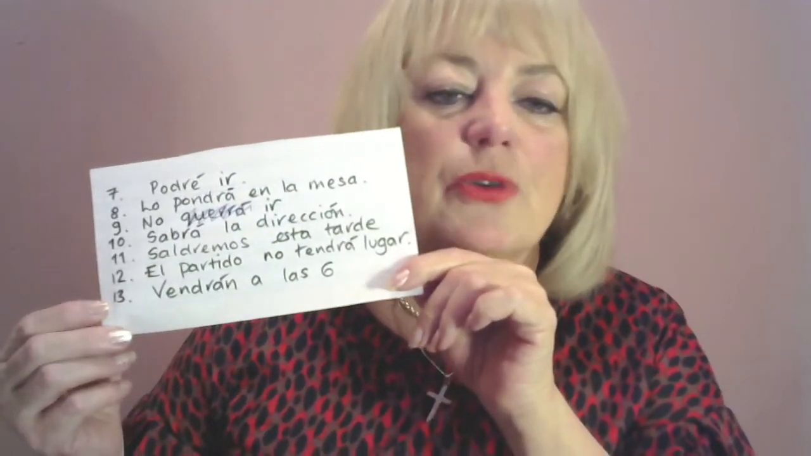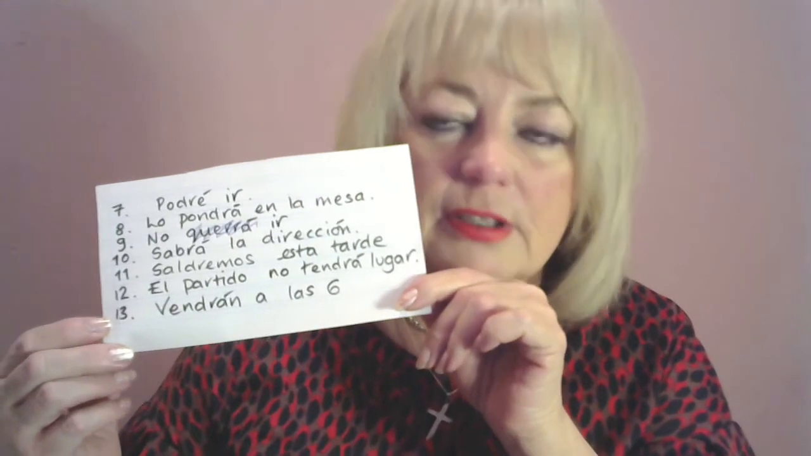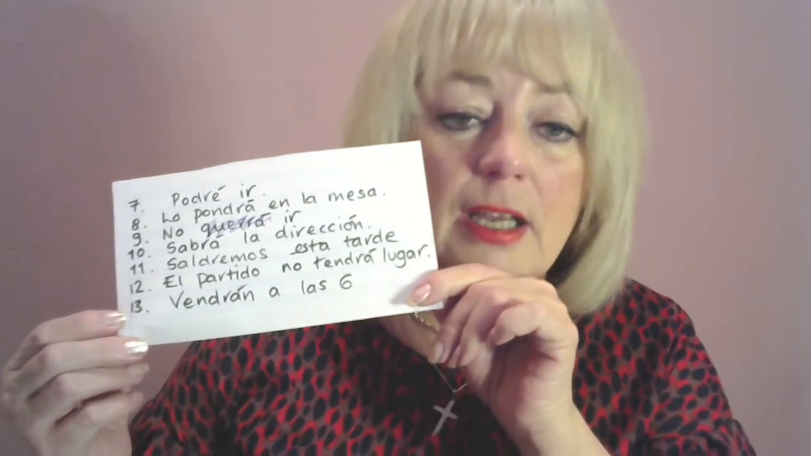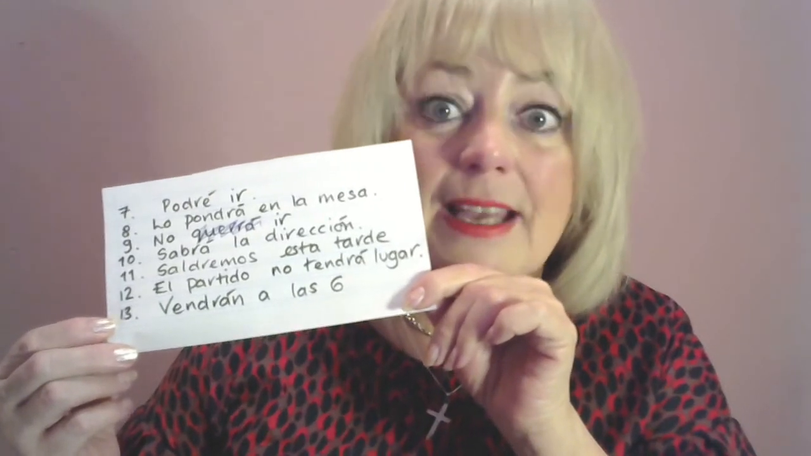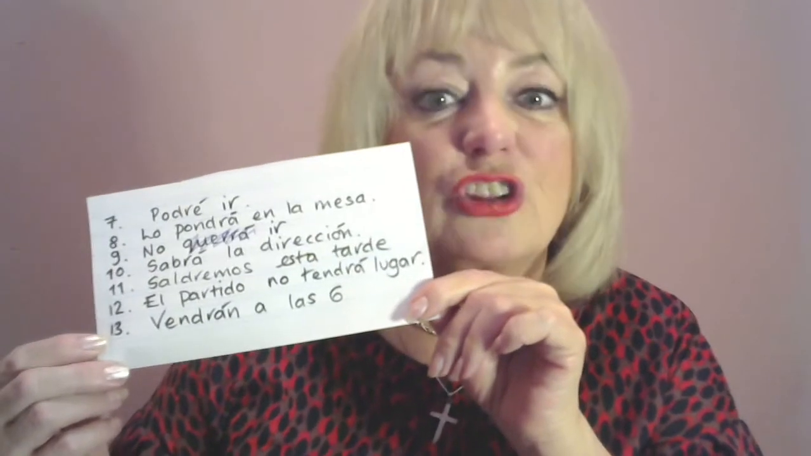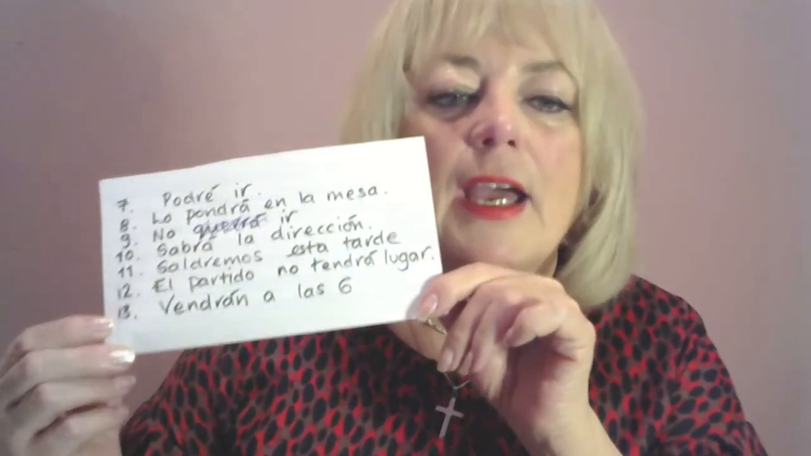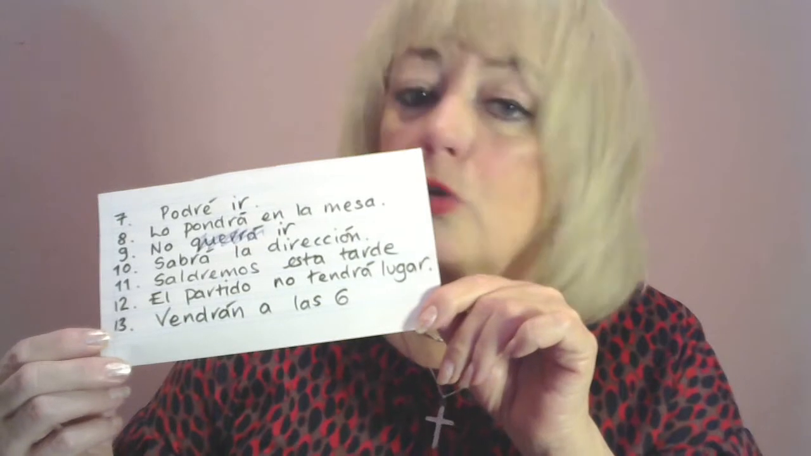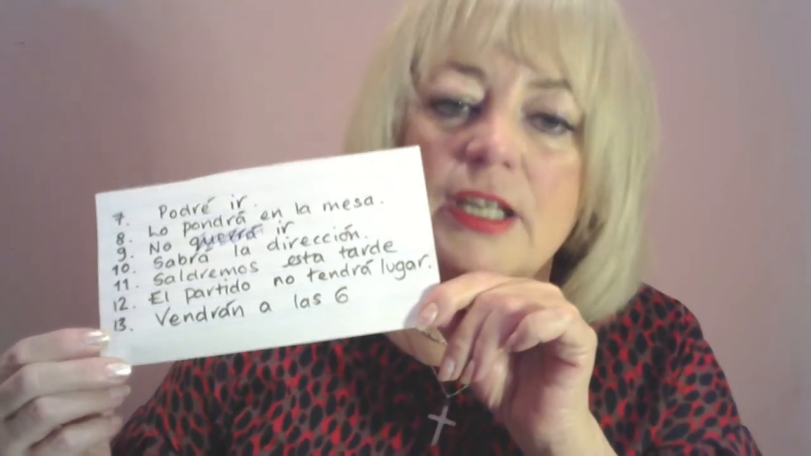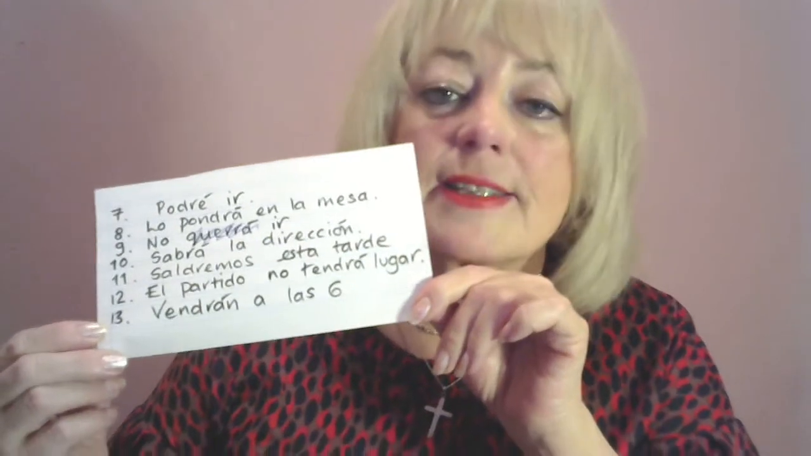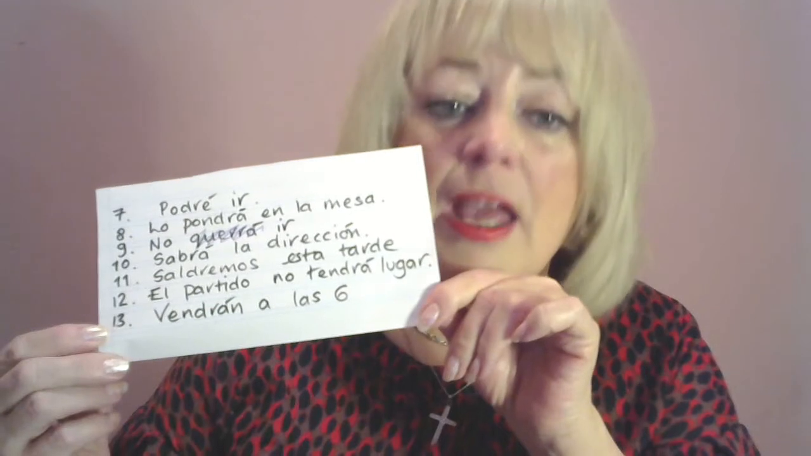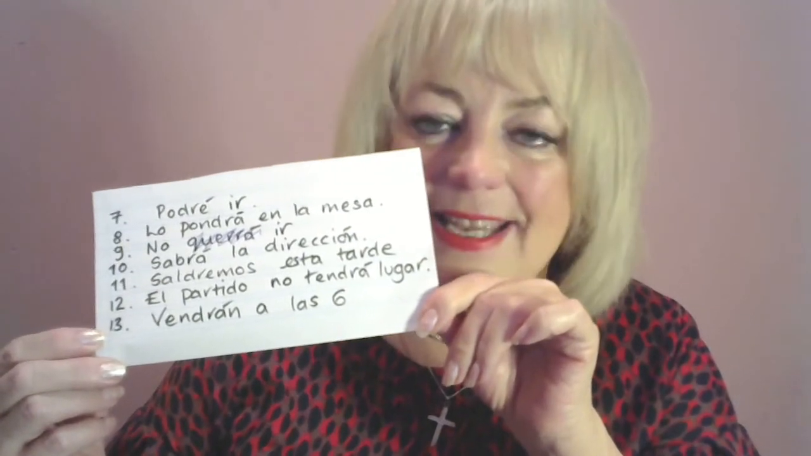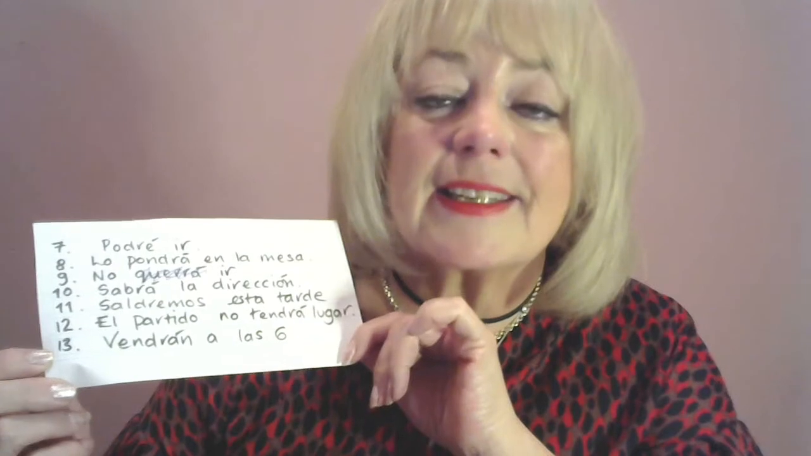But anyway. So, sabrá la dirección, because saber, to know, and that's irregular. Saldremos esta tarde, because salir, to go out, is irregular. Saldrá is the stem. Y número 12, el partido no tendrá lugar. Tener is irregular. The stem is tendrá. Y número 13, vendrán a las 6. Again, venir is irregular.